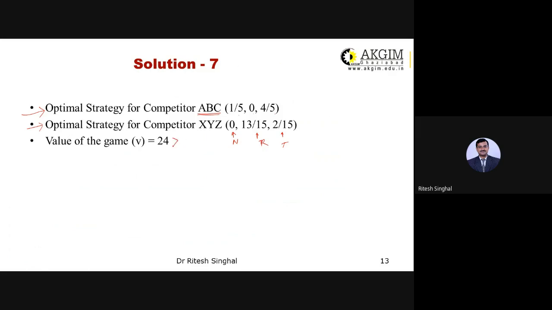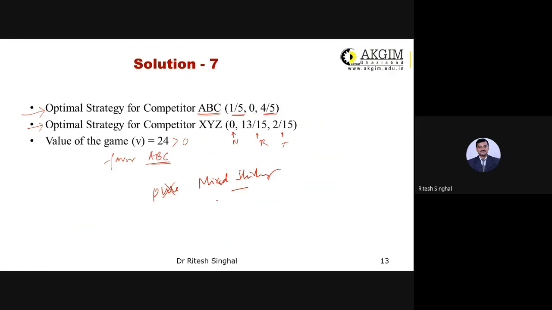And the value of the game is 24. It is a very good amount, and this game purely favors player ABC, or we can say player ABC is on the winning side in this game, and accordingly they should take their own decisions. And this is about the game of pure strategy. No, mixed strategy. Mixed strategy game, because here more than one strategy is to be advised to be used by the players.